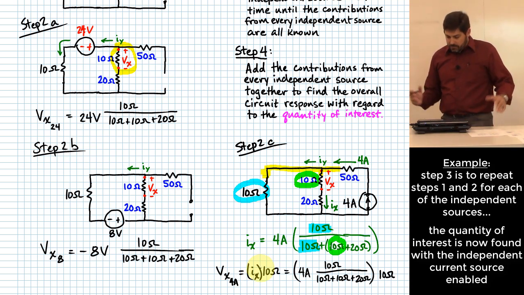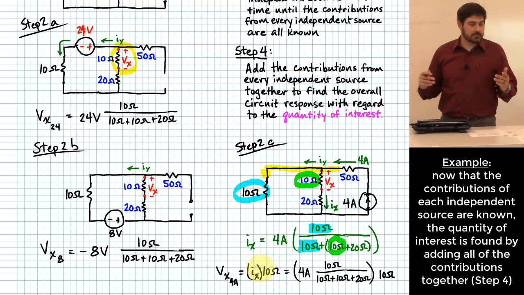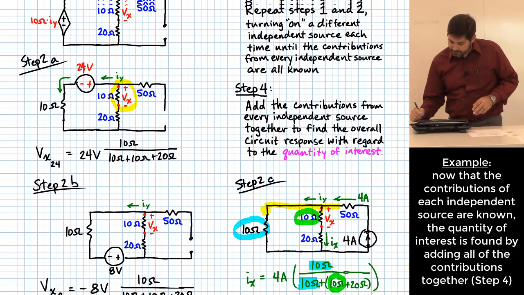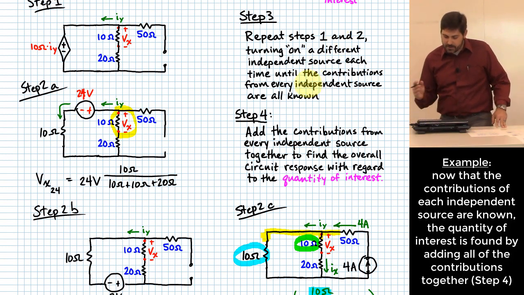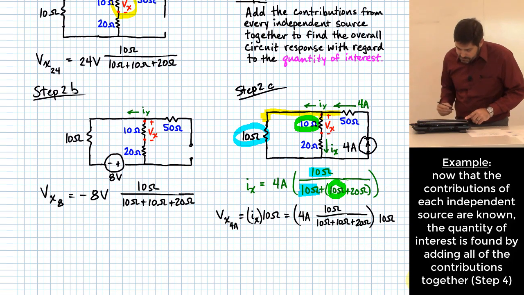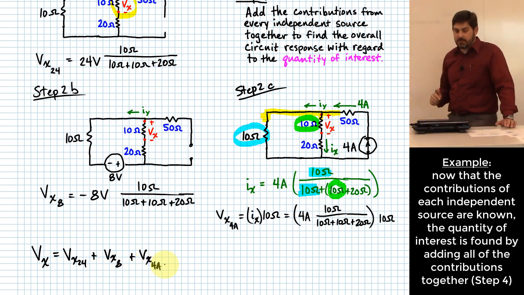Okay? Now, have I gone through all of my independent sources? Yeah, I've done this for every single one of them. That means I'm done with step 3, right? We repeated steps 1 and 2, turning on a different independent source each time, until all the contributions are known. Then what? I add together all these pieces that I've got in order to get my overall Vx. So Vx is just going to be equal to Vx24 plus Vx8 plus Vx4a, as I called it over there. I'll just repeat it again. So what is this going to be?